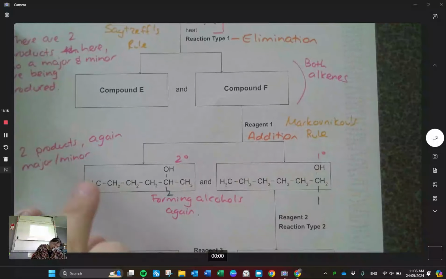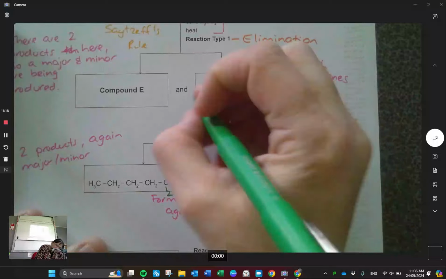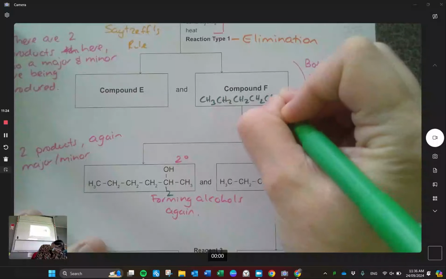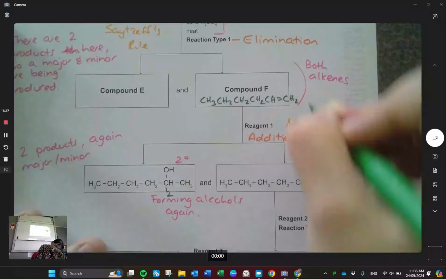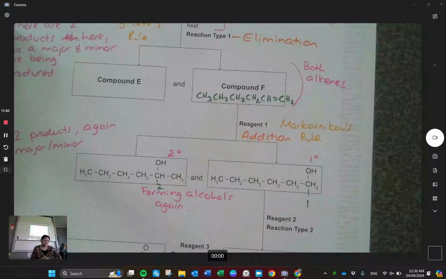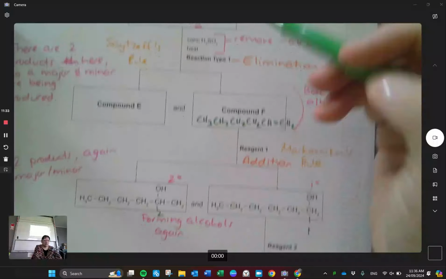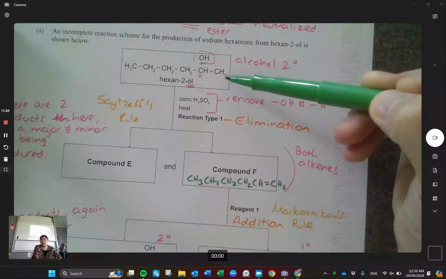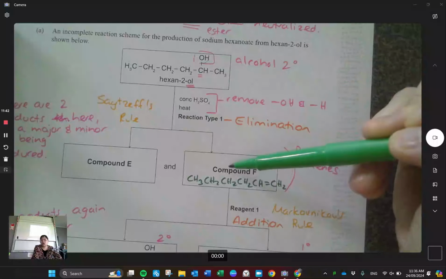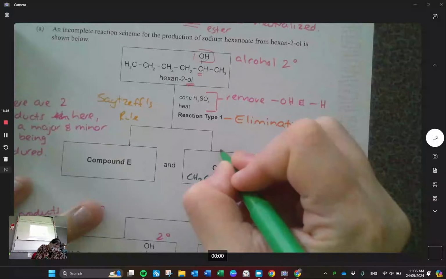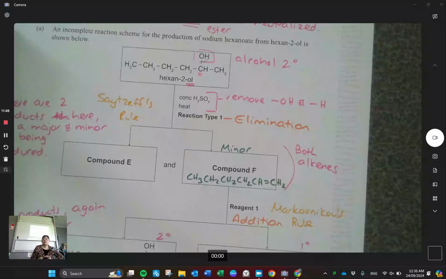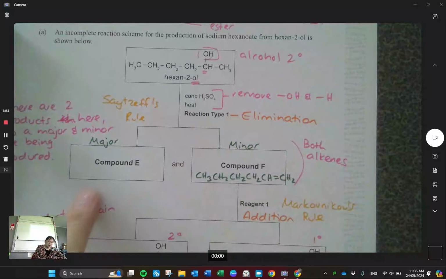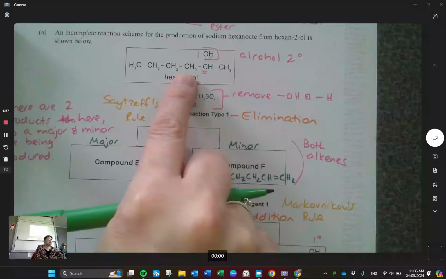So this tells me that this is 1, 2, 3, 4, 5, 6. So the double bond is between carbon 1 and 2. So if I was looking up here and I was taking the OH off and I took the hydrogen off of here, which is the rich carbon, in this case the rich has gotten poorer, so this is my minor product. And so on this side I should have my major product. So I have the same molecule except the double bond is between carbon 2 and 3.